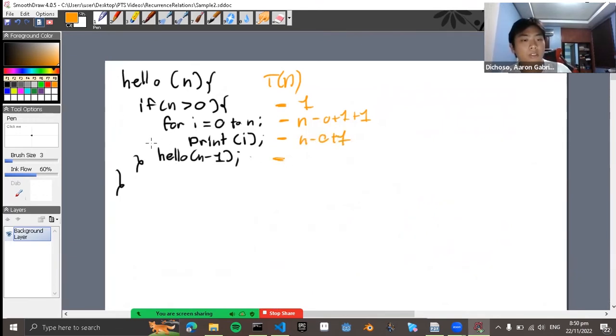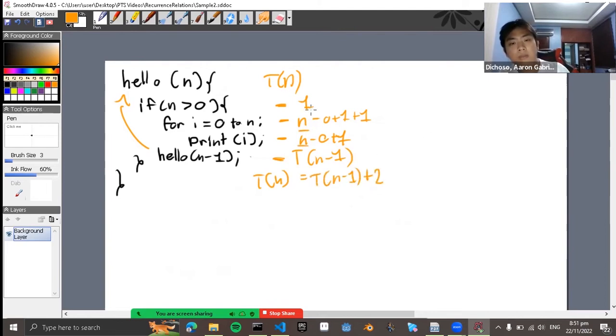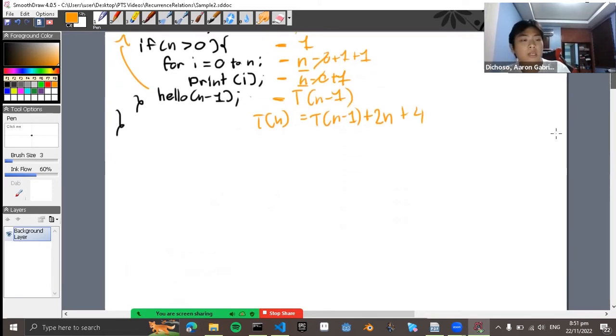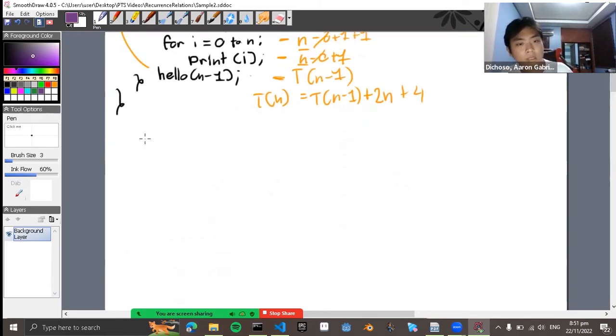Finally, the hello function, it is the recursive call. It would be T of n minus 1. So that would mean our function would be T of n is equal to T of n minus 1 plus 2n. Wala na to, 1, 2, 3, 4, plus 2n plus 4. Okay? Let's try it out with the recursive tree method.